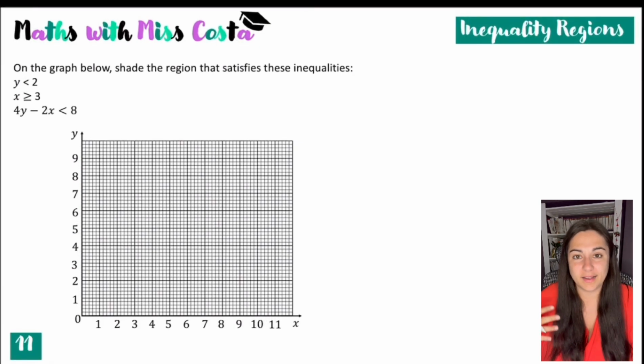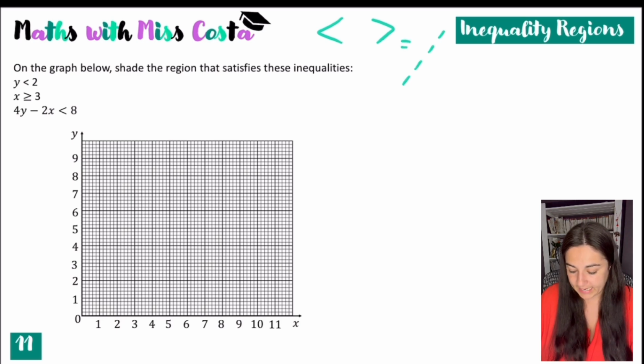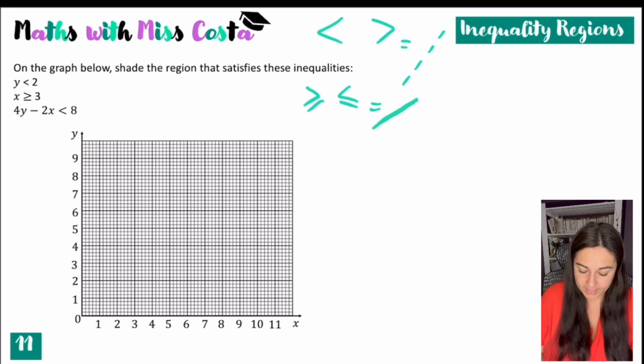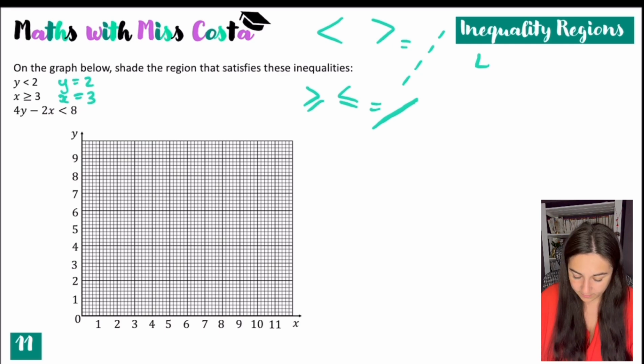Okay, so when we are drawing inequalities on a graph, it's pretty much exactly the same as if we were to draw them as straight lines. It's just there are a few little tweaks. If your line is less than or greater than, i.e. it's not equal to, then you draw a dotted line. If it's less than or equal to or greater than or equal to, then the line is solid. So here, let's just draw these lines as though they were normal straight lines. We've got the line y equals 2, the line x equals 3, and the line 4y take 2x is less than 8. We'll deal with that in a second.